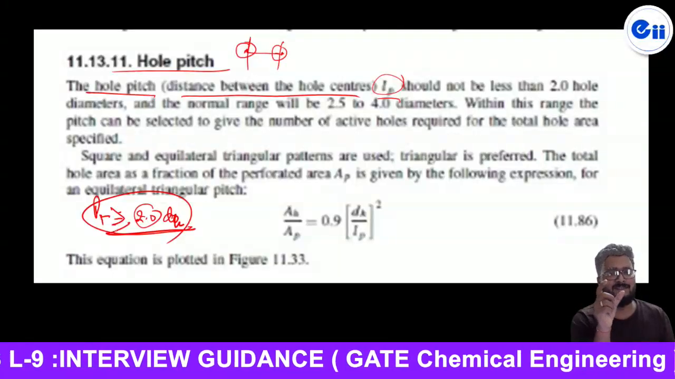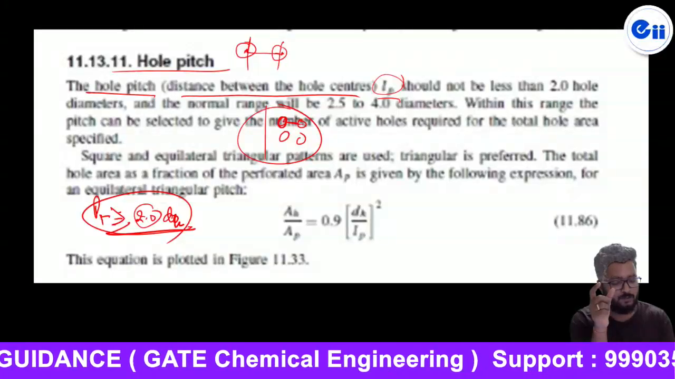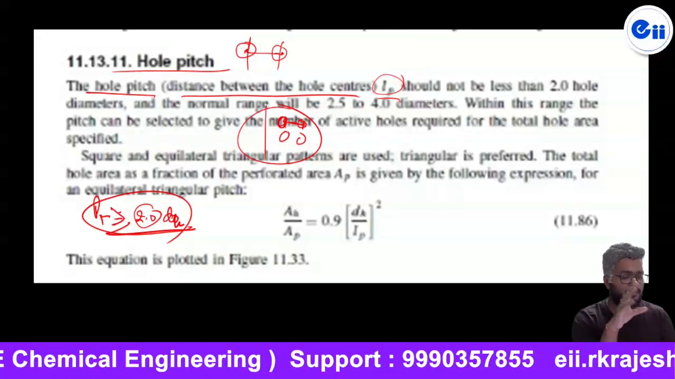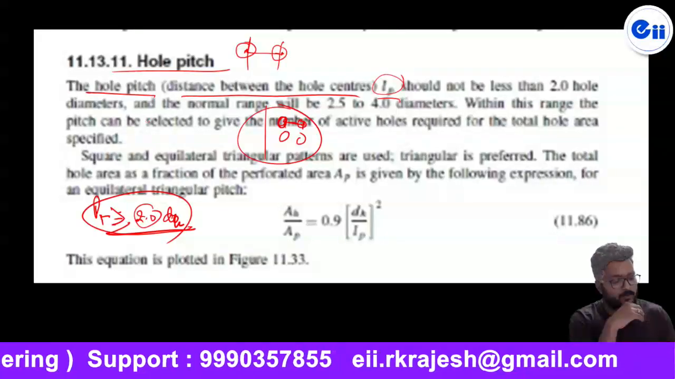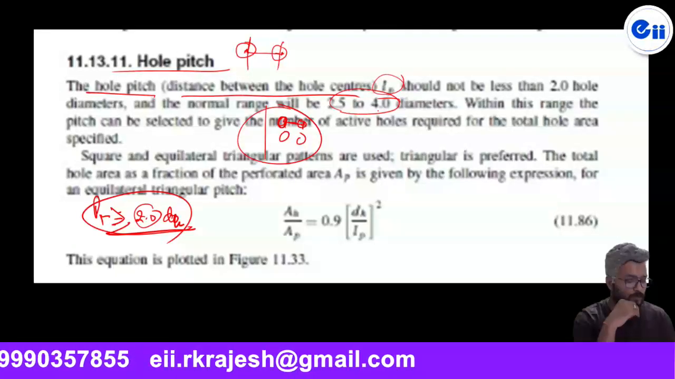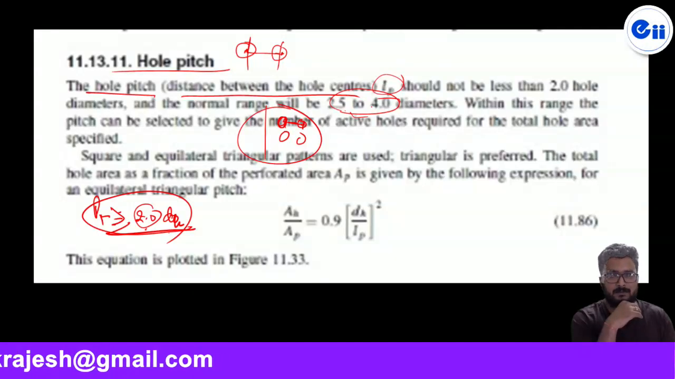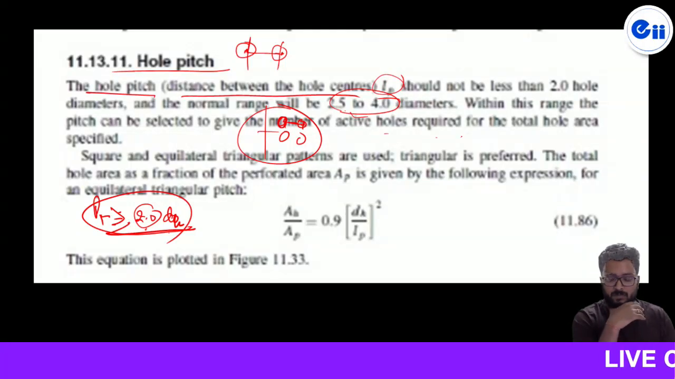Column diameter तो होगा नहीं, common sense है. Hole diameter मान लीजिए ये hole है, ये plate है, इस पे जो भी holes लगे हुए हैं इनके diameter का दोगुना जो होना चाहिए वो spacing होना चाहिए at least. ध्यान रखना 1.25 times in the heat exchanger, and in the column the hole pitch should be at least 2 times. Okay, the normal range will be 2.5 to 4. तो जो normal हम रखते हैं वो 2.5 होना चाहिए, 2 से ज़्यादा, बट ज़्यादा मतलब 2.5 और 4 के बीच में ये most common है. Within this range the pitch can be selected to give the number of active holes required for the total hole area specified.